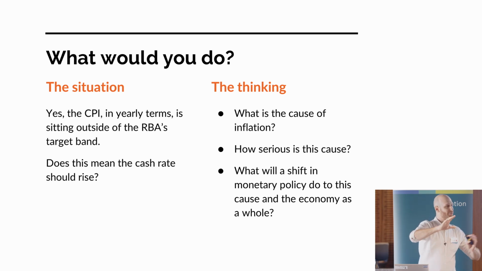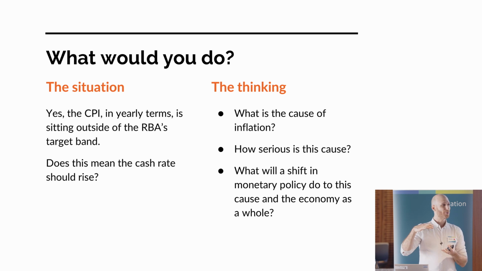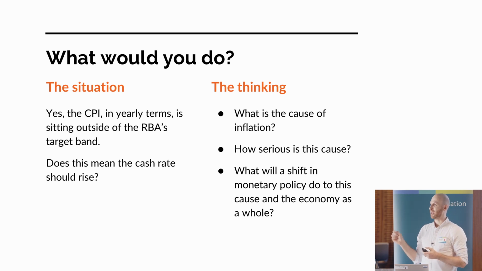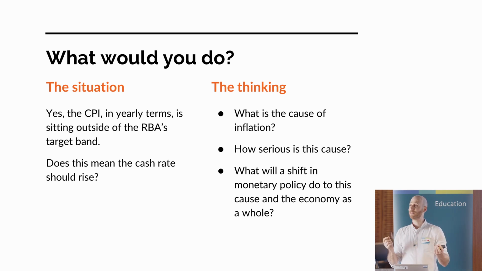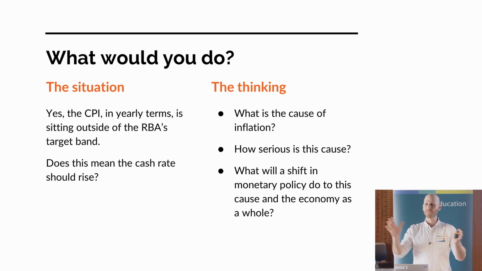In terms of what information we might need as RBA board members, as students studying economics, what is causing this inflation? We are sitting outside the target band, but why? What's the specific cause? How serious or persistent is this cause? And if we attack this inflation with a change in monetary policy, what could be the flow-on effects through the economy? Will this be helpful in terms of addressing the source? Could this have unintended consequences? So it's asking students to sit with it, and we're not looking for exact answers. We're just looking at, okay, what are the questions we need to ask? What are the things we need to think about?